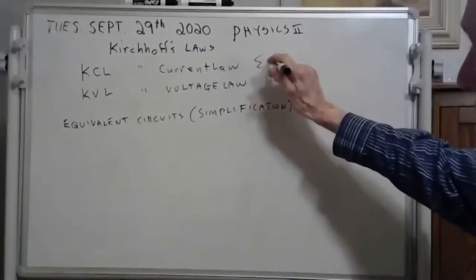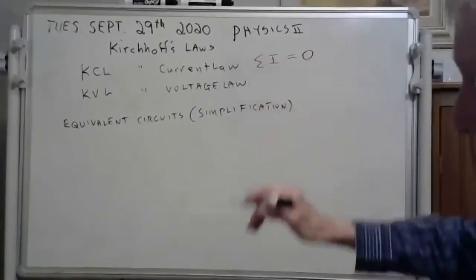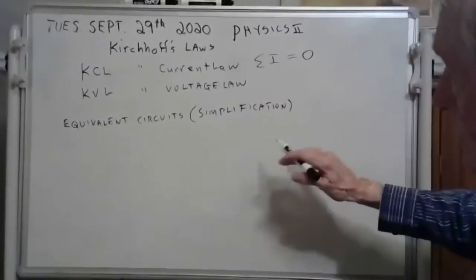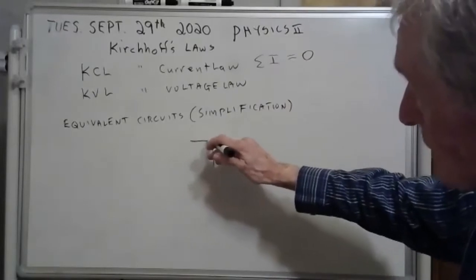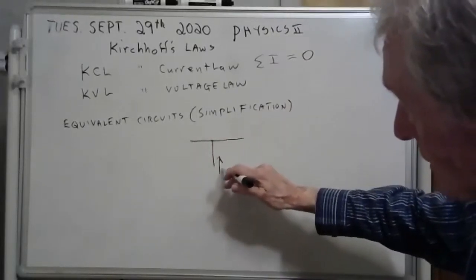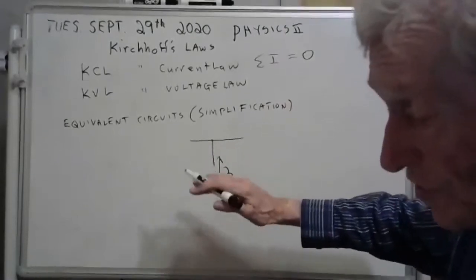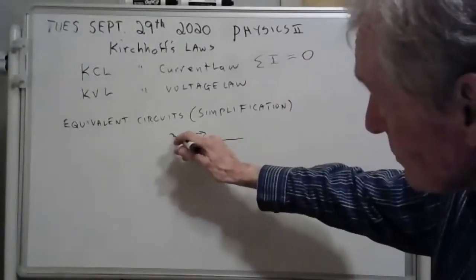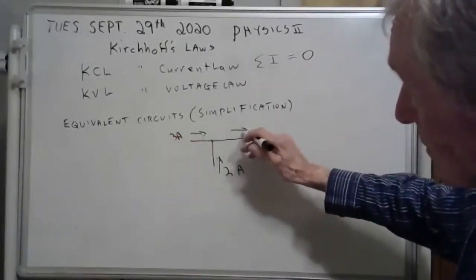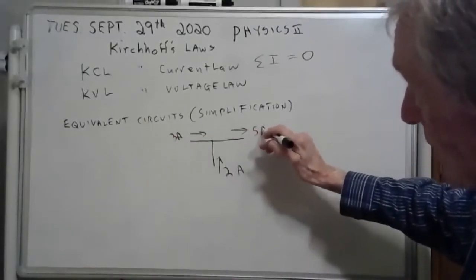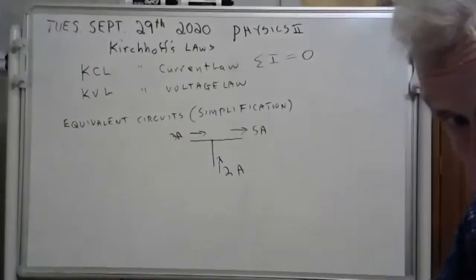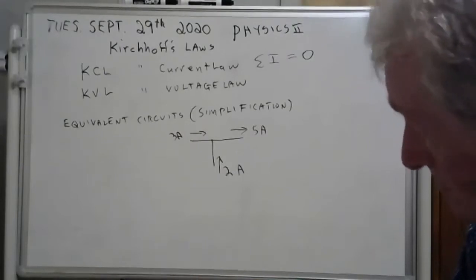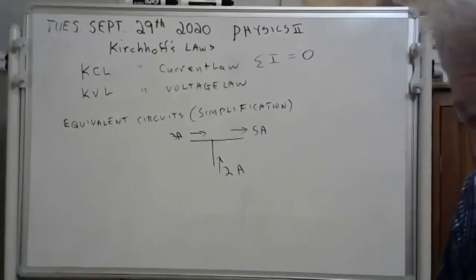The sum of all the currents is equal to 0 at an intersection. Now it might just be a T. You might have cars coming in here, or these are currents. If you have 2 amps coming this way and 3 amps coming this way, does it make sense that you would have to have 5 amps of current going that way? It's that simple. That's Kirchhoff's current law. Yes, that makes sense to me.